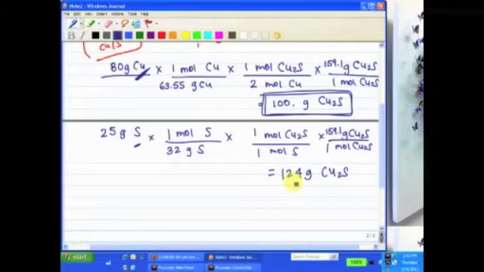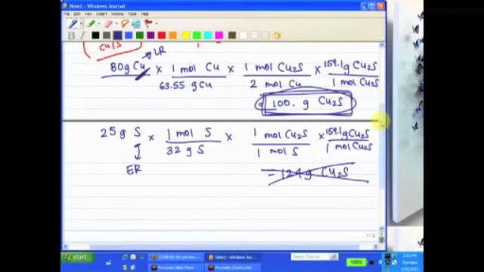From that sulfur, this is how much could be created, but we don't have enough copper, so this much is never created. So you should cross it out right away. From there, we know that copper is going to be your limiting reagent. Sulfur is your excess reagent. This is how much is created.